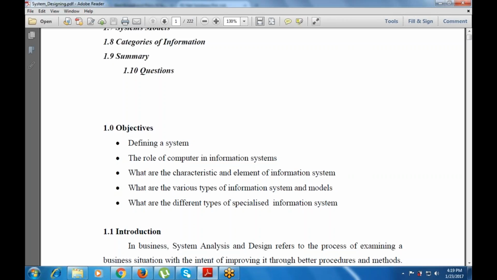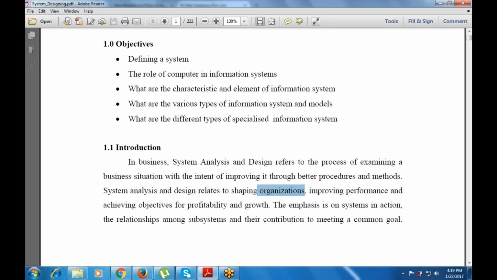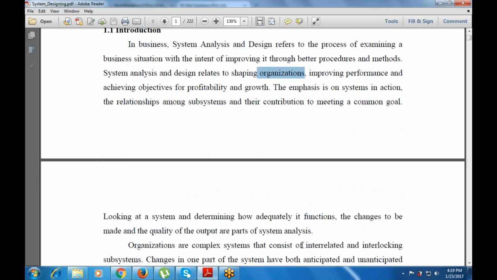So in business, system analysis and design refers to the process of examining a business situation with the intent of improving it through better communication, better procedures and methods. System analysis and design is related to shaping organizations, improving the performance and achieving the objectives for profitability. And the emphasis is on systems in action, the relationship among the subsystems and their contribution to meeting a common goal.